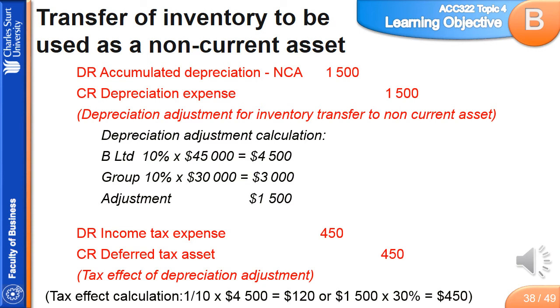So to do that, it's simply a debit to non-current asset and a credit to depreciation expense, which will bring it back down to the group's depreciation amount, and then reversing the tax effect of the depreciation adjustment there. And then in future periods, the same would apply as what we looked at with a transfer of property, plant and equipment in the previous example there.